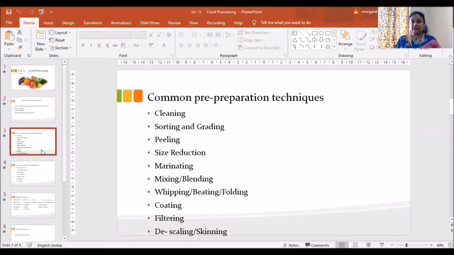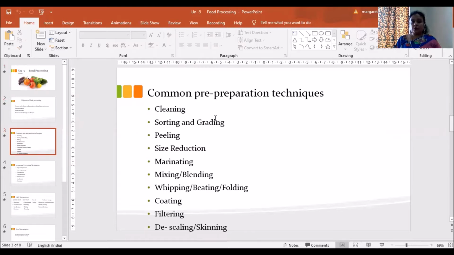Common pre-preparation techniques. So we follow all these following techniques, such as number 1 is cleaning of the products. Take an example of rice or cereals or pulses. The first thing we do is cleaning of the products. Second is sorting and grading. If you're taking fruits and vegetables, you are always sorting and grading the products, whether it is A grade, B grade, C grade. A grade, excellent quality; B grade, good quality; C grade is okay quality.